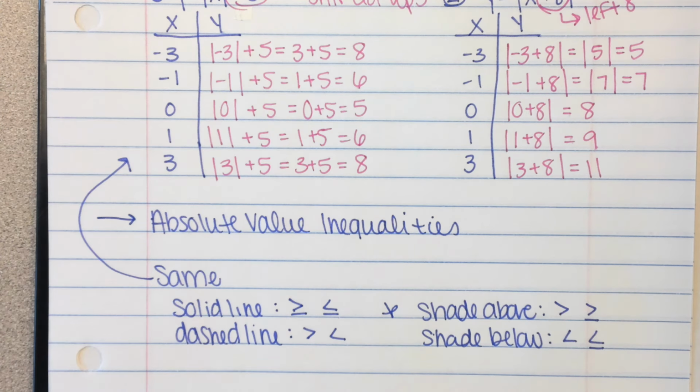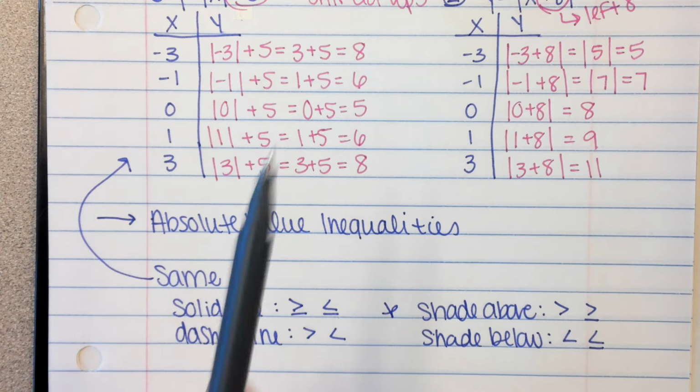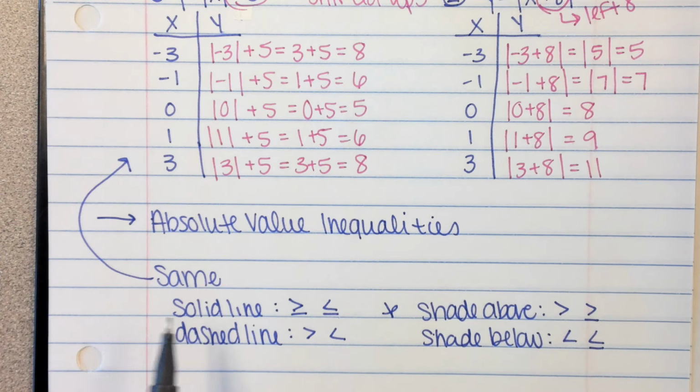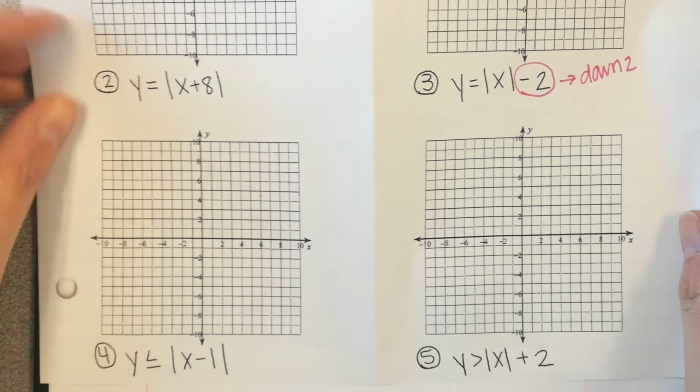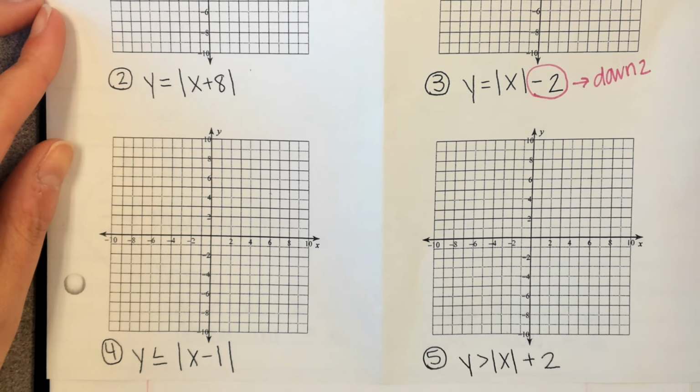Okay, the last thing we're going to talk about is absolute value inequalities. For absolute value inequalities, we're going to do all the stuff that we just talked about with absolute value equations, except when you graph them, you're going to have a solid line or dotted line or dashed line. Remember, solid has the equal, dashed does not. And then you're going to shade above or below. If it's greater than, above. If it's less than, you shade below.